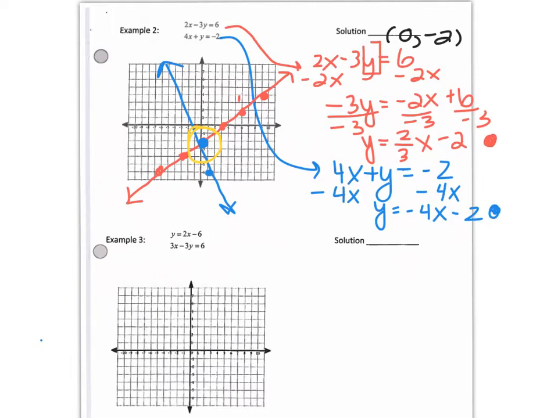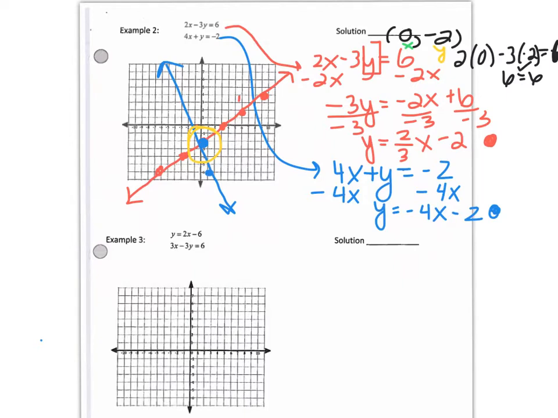And I could check that in both of my equations by plugging in 0 for x and negative 2 for y. And I would get 2 times 0 minus 3 times negative 2. Is that equal to 6? Well, 2 times 0 is 0. Negative 3 times negative 2 is 6. So the point works in the first equation.